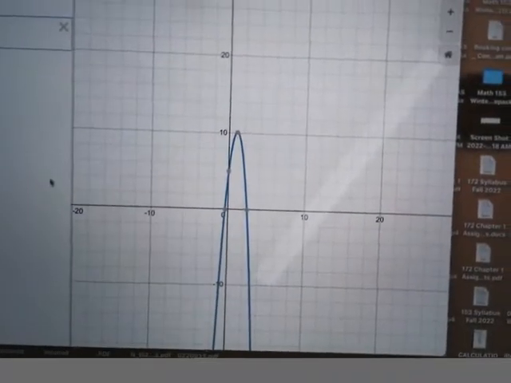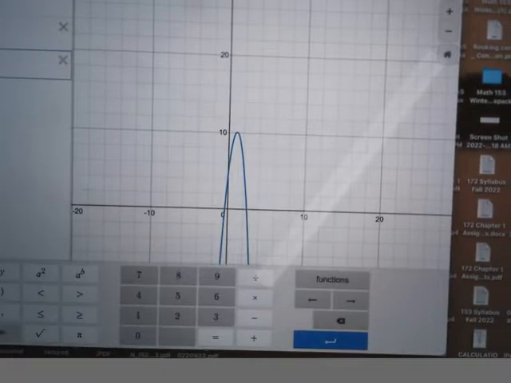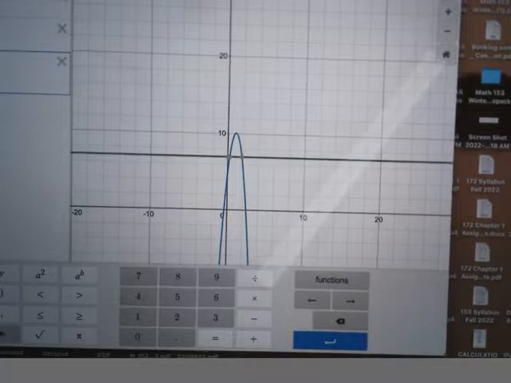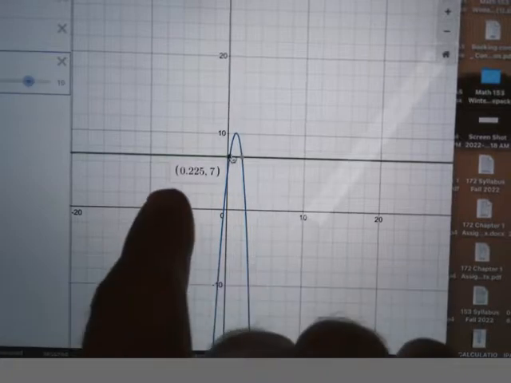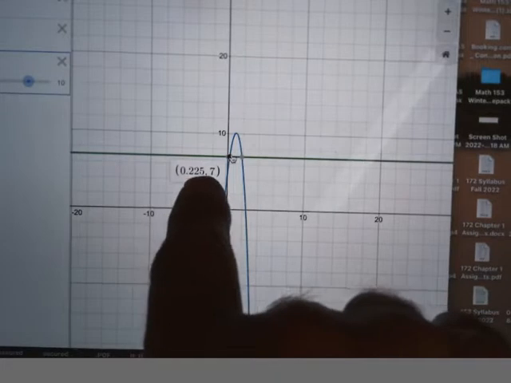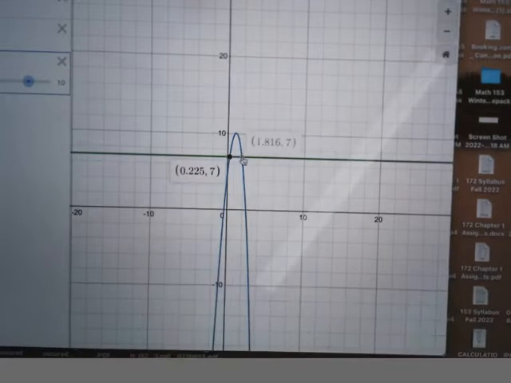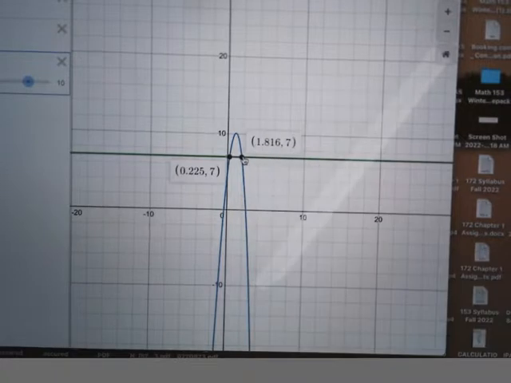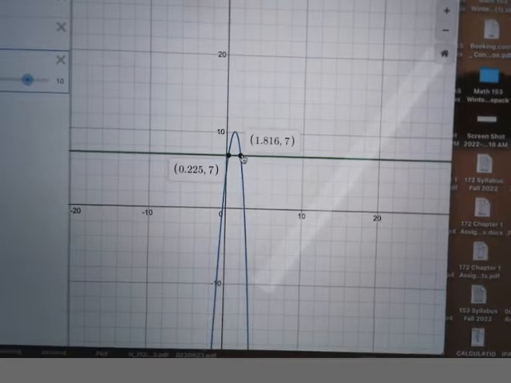If I was doing those last 2 on here, on Desmos, I'd be typing in over here another equation. I'd write y equals 7, and if I click on the point, I get 2.225 seconds. It's at 7 meters, and 1.816 seconds. It's at 7 meters. And that's how I would have done D.